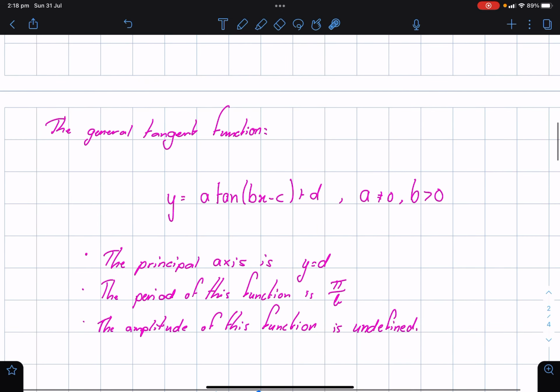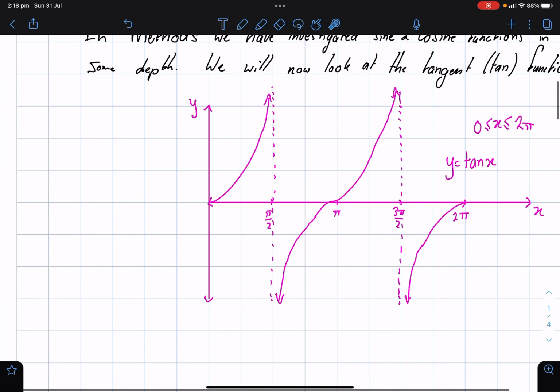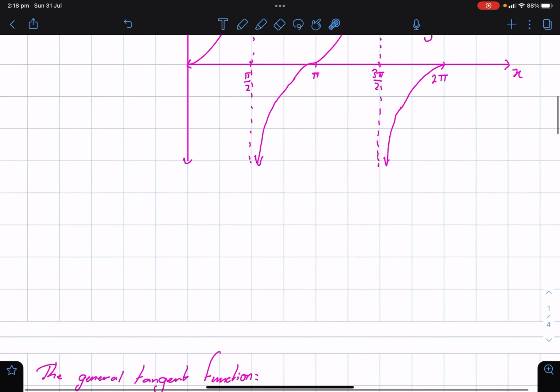So the general tangent function is y equals a tan(bx - c) + d, where a cannot equal 0 and b is greater than 0. So the principal axis is y equals d, so that would be the point where the function turns. So at a point that looks like this or looks like this, okay?